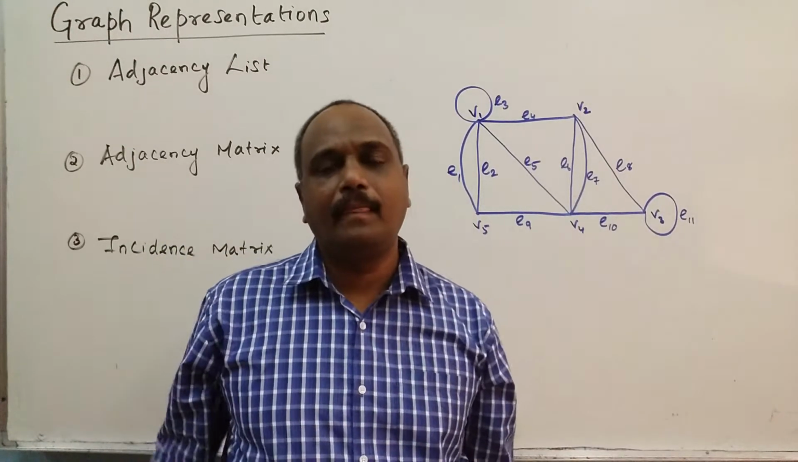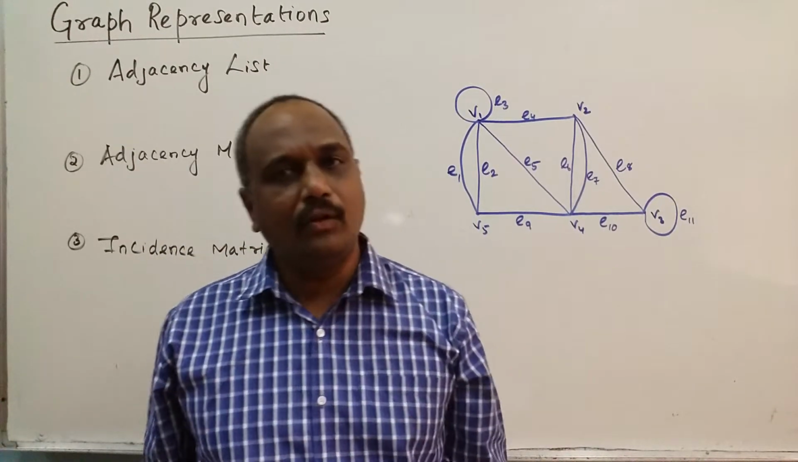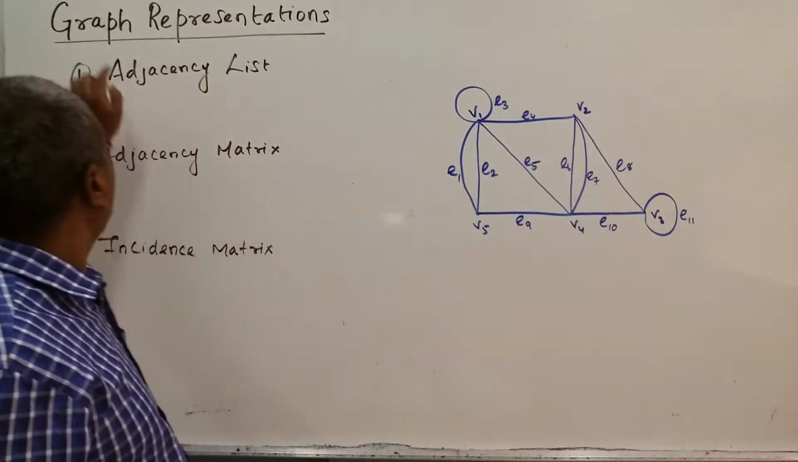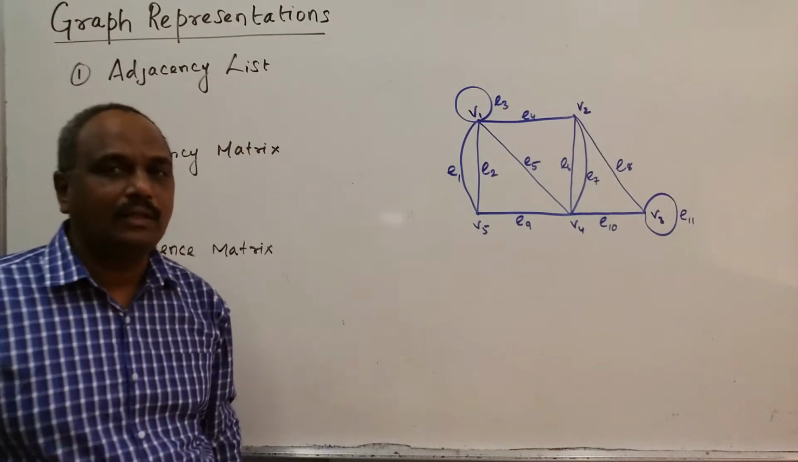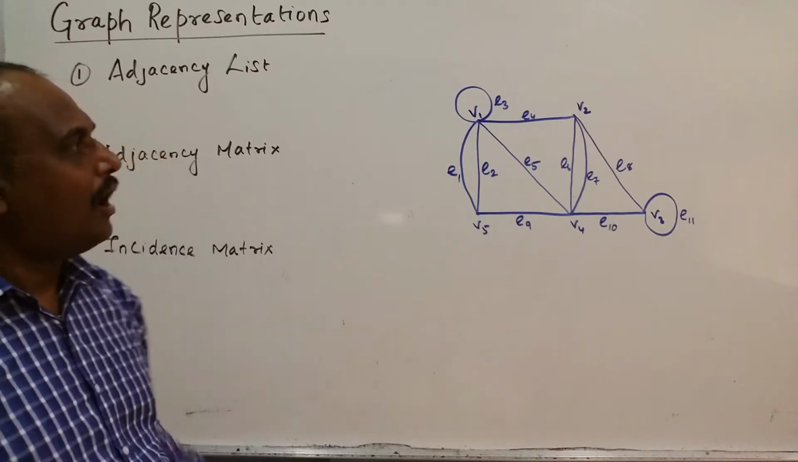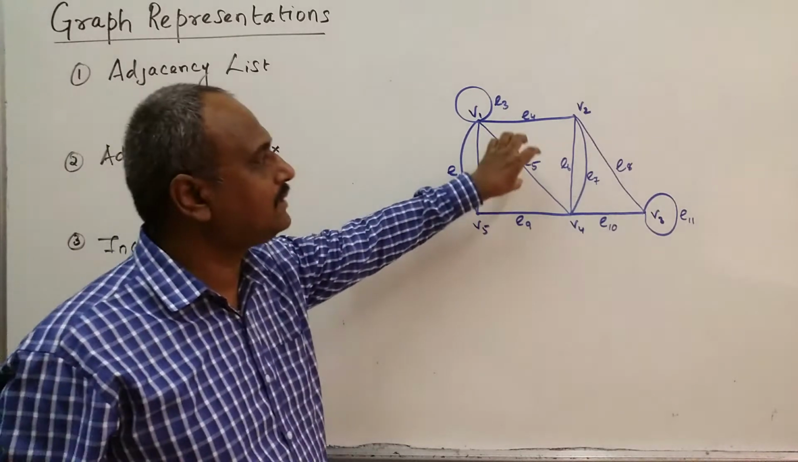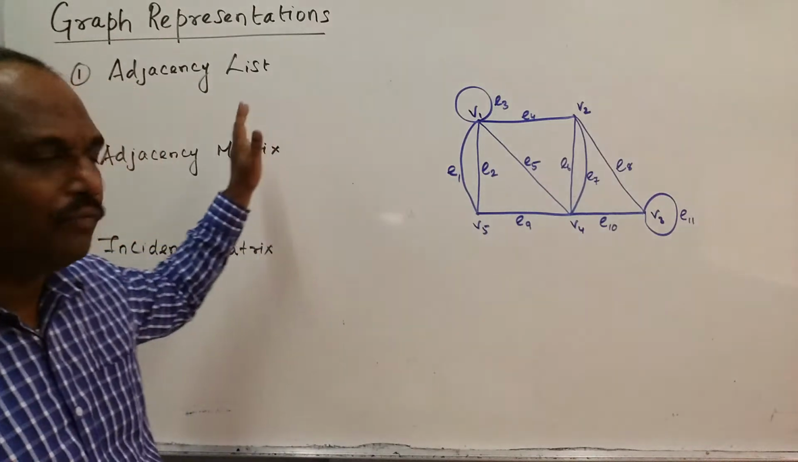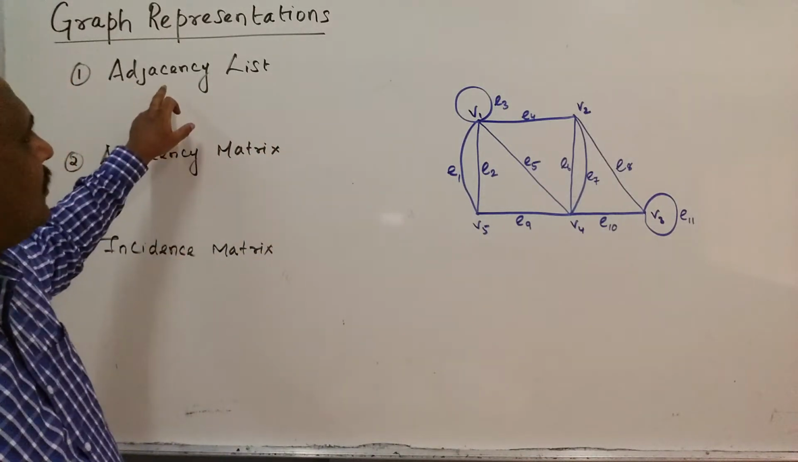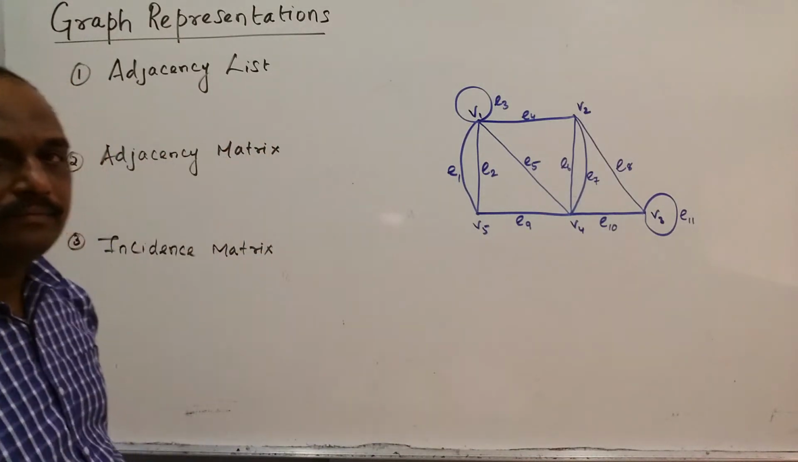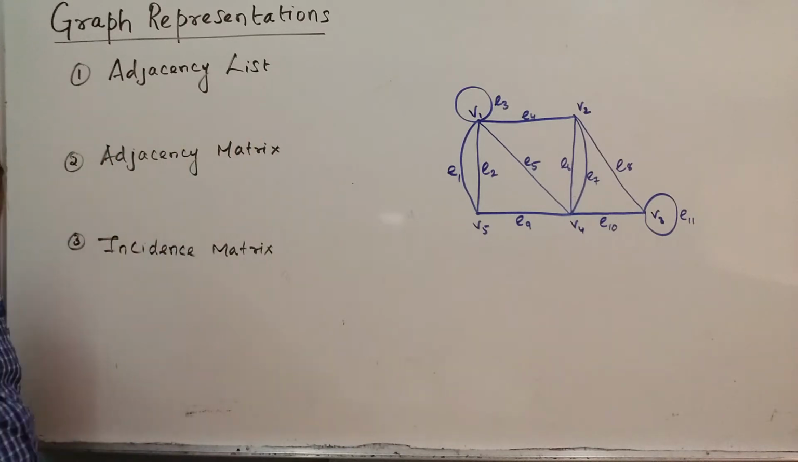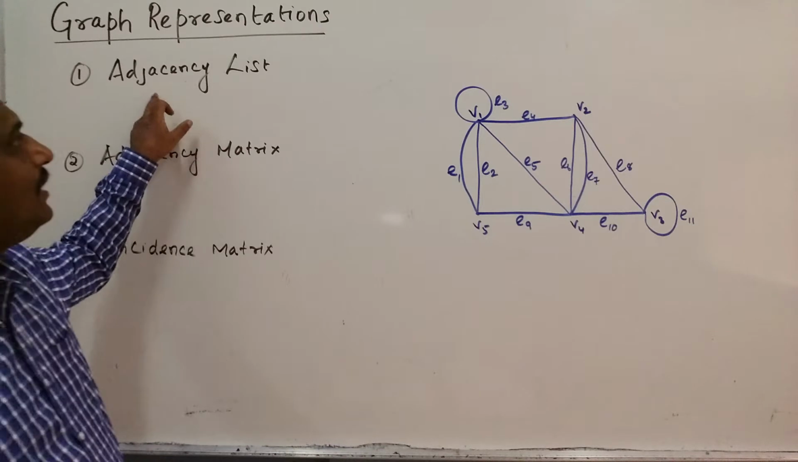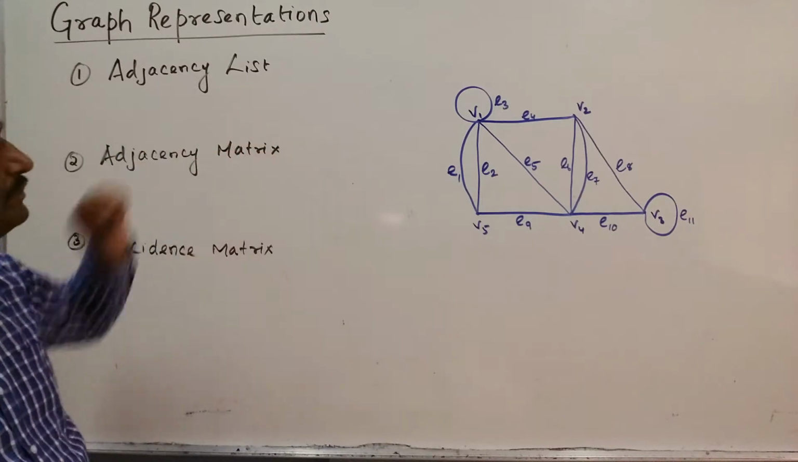Welcome back, student. In this video, we are going to discuss graph representation, how we can represent the graph in different forms. We are going to discuss three ideas. The first one is called adjacency list.